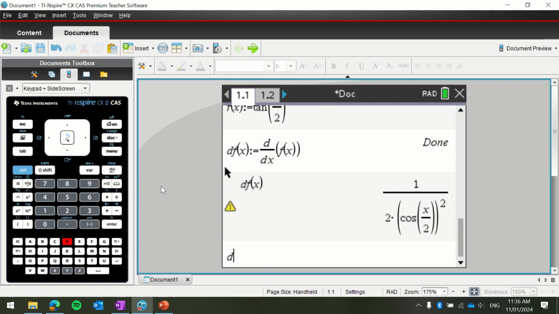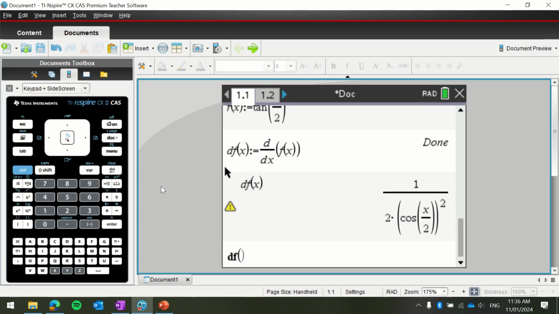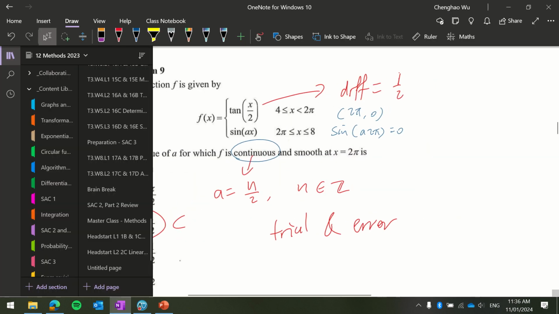So I know the gradient of the first part at 2 pi is half. So the gradient at x equals 2 pi is half, and that's what I need here. I need that to also exist there.